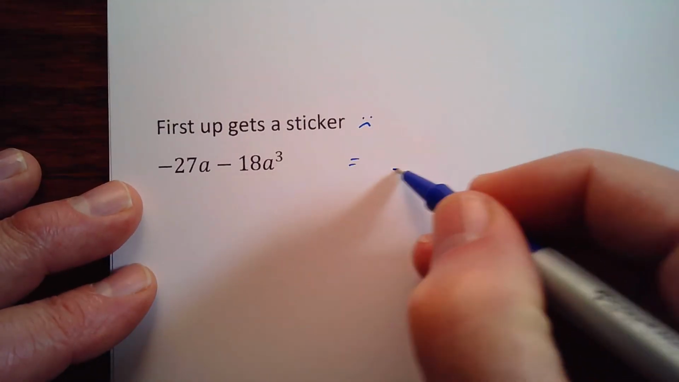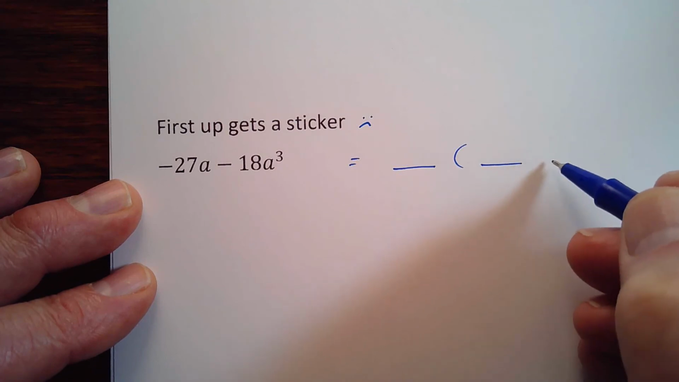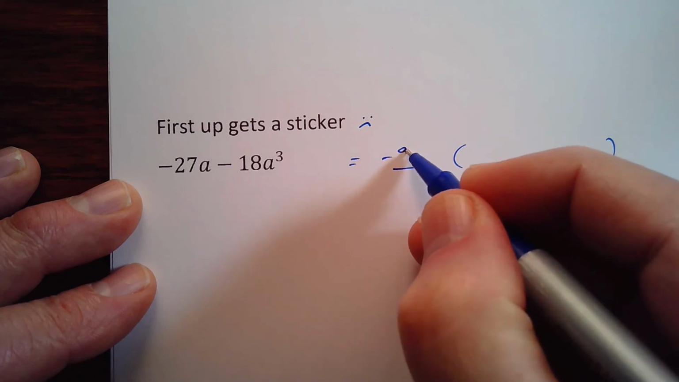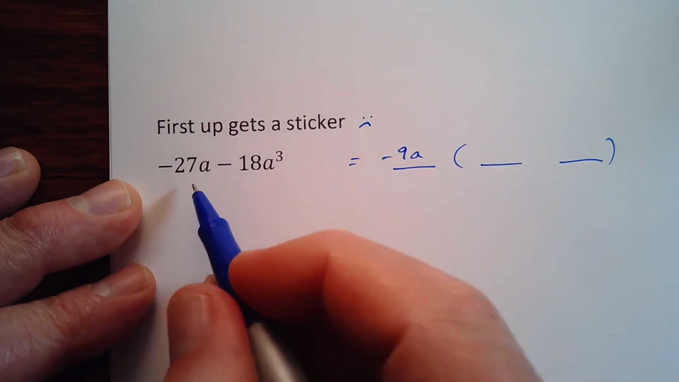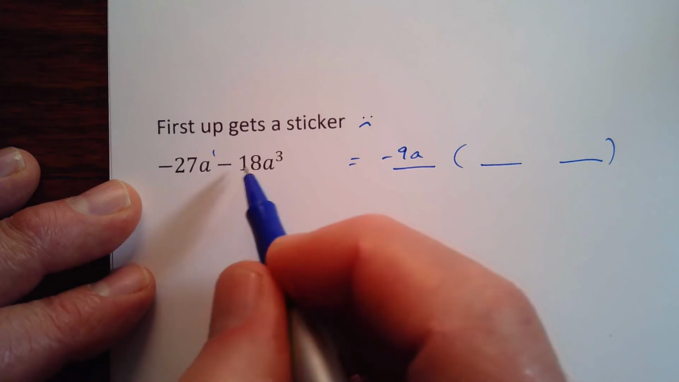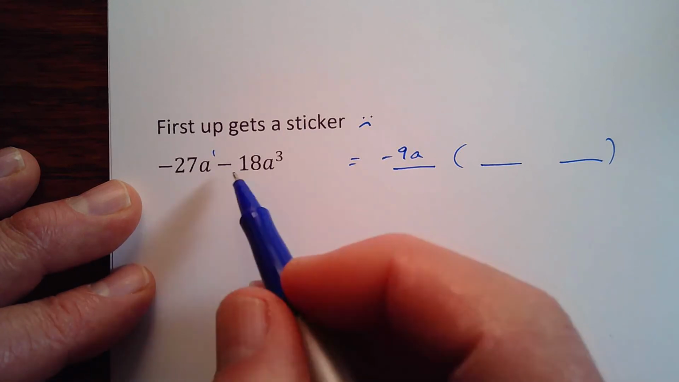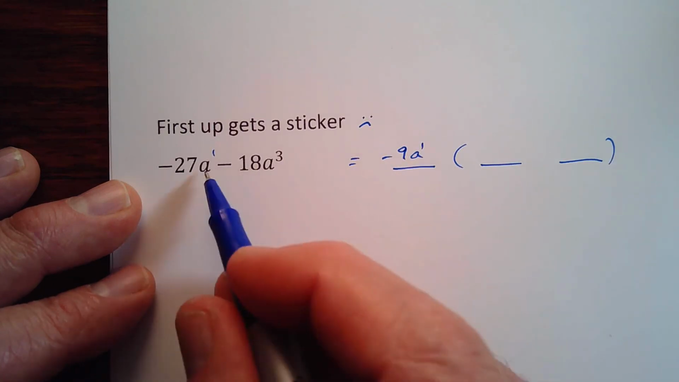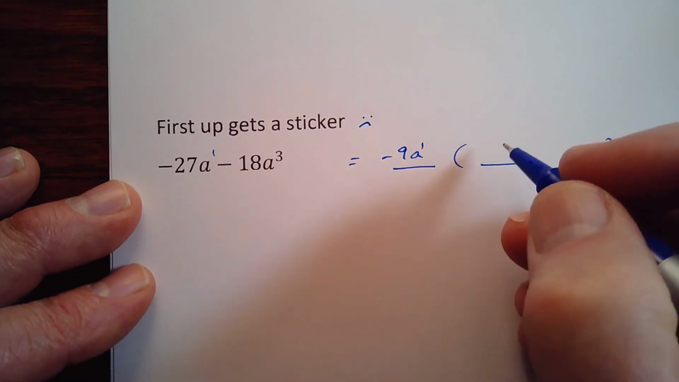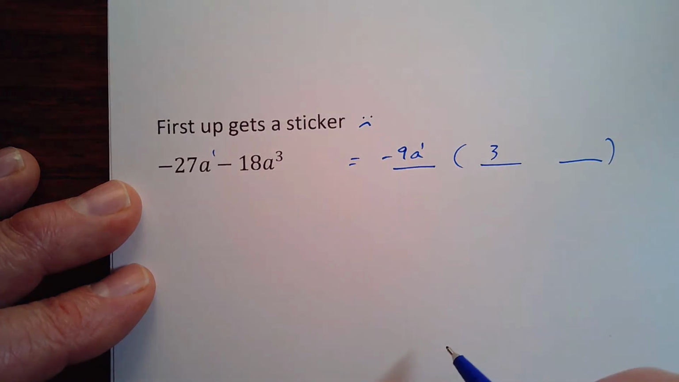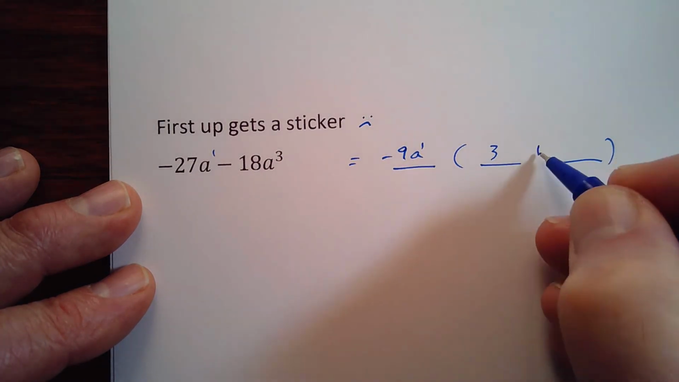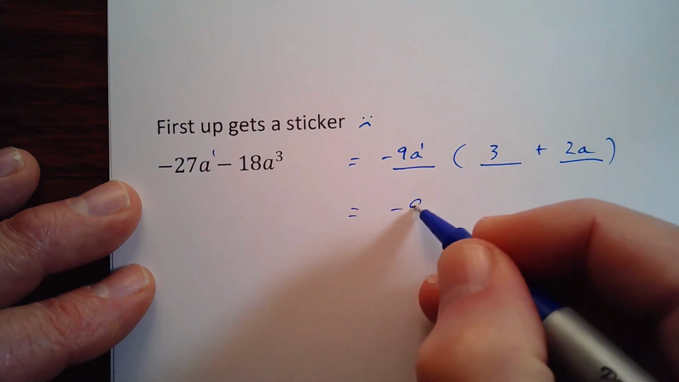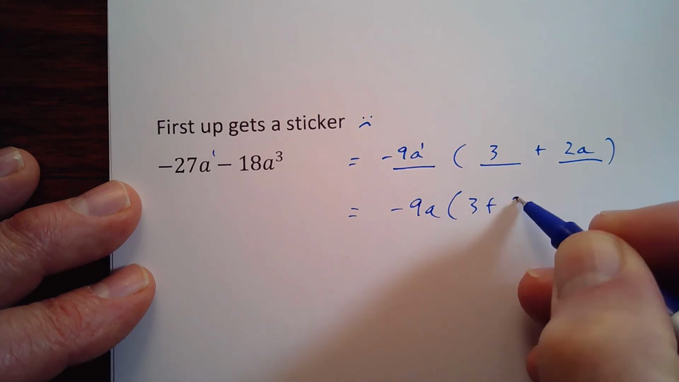And so for this one, blank, blank, blank, I see both are negative, so I'm going to factor out that negative 9a. That's my GCF. 9 is the biggest number that goes into both 27 and 18, and that's negative. And then a to the first is what's common to a and a to the third. So I'm going to need a 3 in my first blank inside here, a plus 2a on the inside. So final answer, negative 9a, 3 plus a 2a.